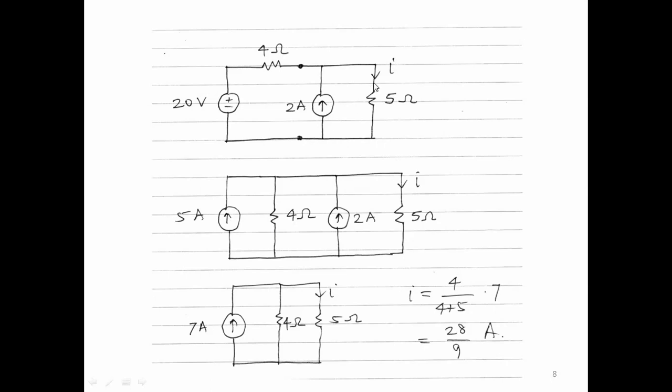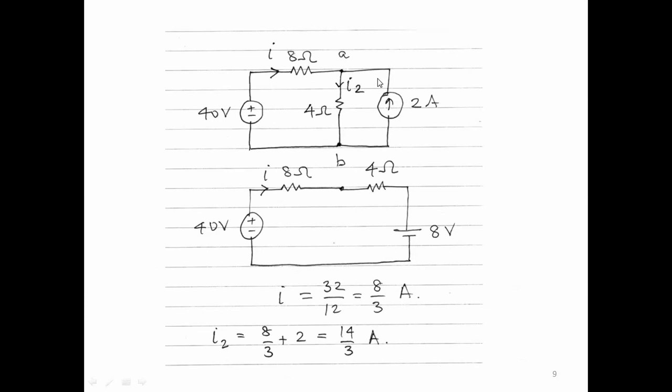Now let's say our goal was to find this current I. So if we have this circuit, now we see that 5 amp and 2 amp are in parallel. So we can combine these two. So we get 7 amperes. And then we have a 4 ohm and a 5 ohm and we can apply current division. So we can say this current is equal to 4 divided by 9 times 7. So to find the current I in this circuit, of course we can do nodal analysis also, but here is a demonstration of using source transformation to find the current I. It is just another method that allows us to find the current I.